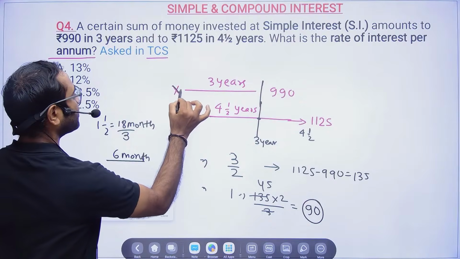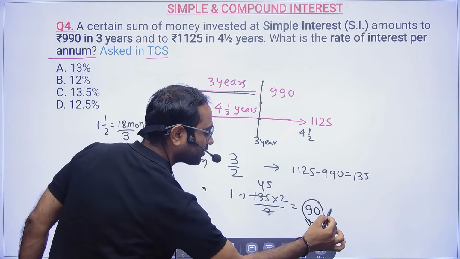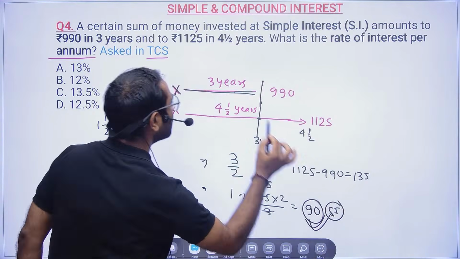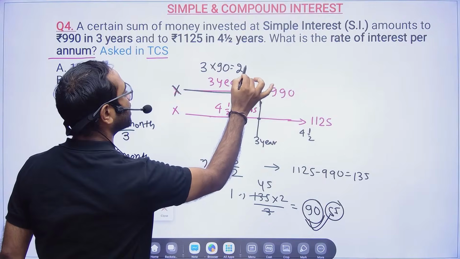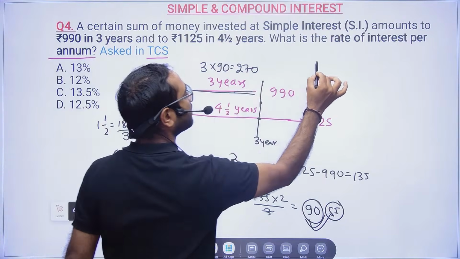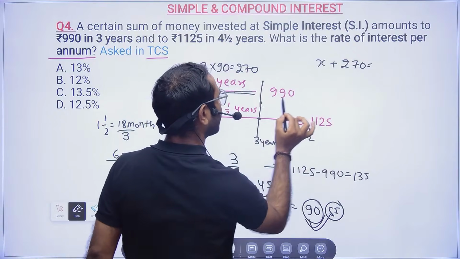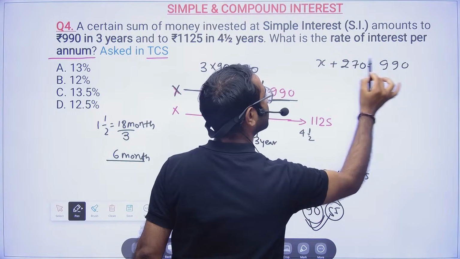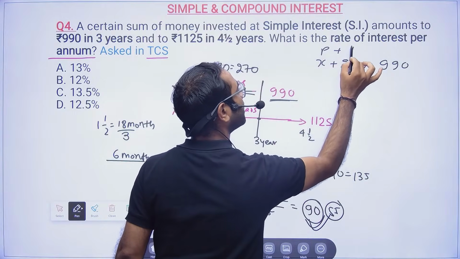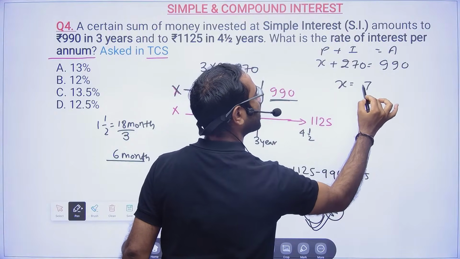So we invested X rupees for 3 years. For 1 year, the simple interest is 90 rupees. So for 3 years, 3 into 90, that means 270, right? That means you invested X rupees, and 270 rupees is the interest. And after 3 years, finally you are getting 990. Principal plus interest is equal to amount. So X will be equal to 720.